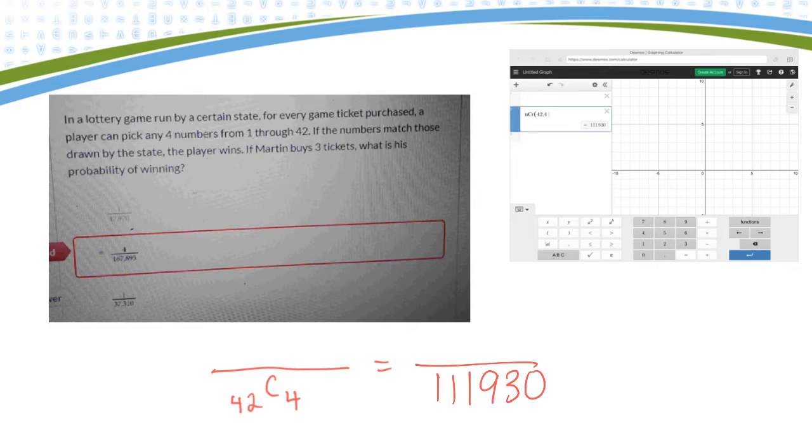And then this Martin guy, he goes and buys 3 tickets. So if he buys 3 tickets, he'd have 3 ways of winning. So your answer would be 3 over 111,930. I think you can simplify that. 3 will go into itself once, and 3 goes into this bottom number. I think it's 37,310. So 37,310. Okay, that's that one.